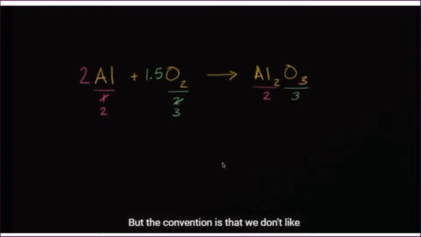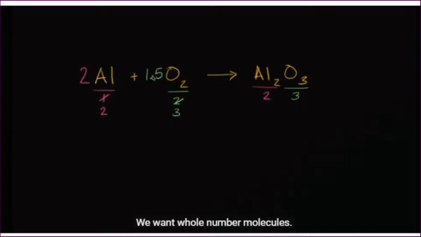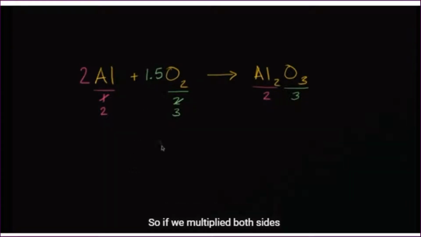But the convention is that we don't like writing 1.5 molecules. We don't like having this notion of a half molecule, which is kind of a bizarre notion. We want whole number molecules. So what can we do? Well, you can imagine, and this makes it very similar to what you did in algebra, with an algebraic equation we can just multiply both sides by the same number that gets rid of this fraction or this decimal here. So if we multiply both sides by 2, this is going to be a 4, this is going to be a 3, this is going to be a 2 right over here. So let me multiply both sides by 2.